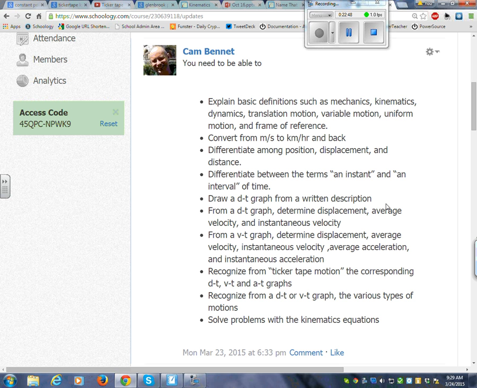You should be able to differentiate, that means tell the difference, between position, displacement, and distance. Position is where it is. Displacement is how far and what direction. Distance is just how far. Differentiate between the terms an instant and an interval of time. An instant is a single reading. An interval is between 2 instants. Draw a DT graph from a written description.